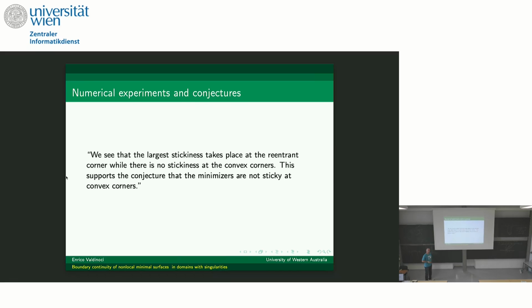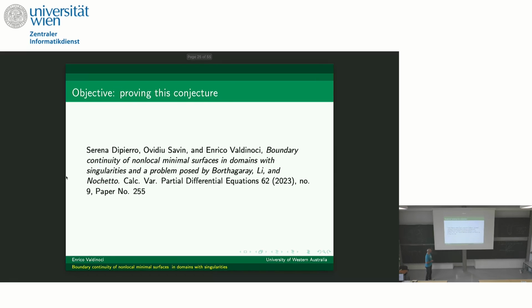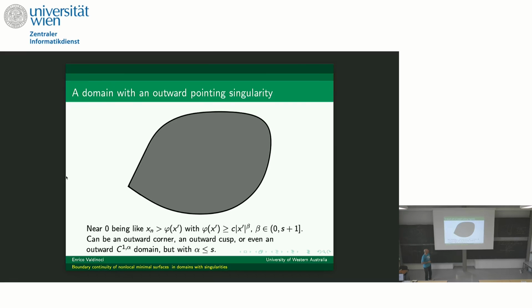And then with Serena and Ovidio, we tried to prove this. And in fact, the conjecture is true, and it's actually even more general. The difference is between pointing in and out, and it's more general in the sense that it's not only for corners. For me, a corner is a singularity, but it could be a cusp, or something that is differentiable, but not differentiable enough.